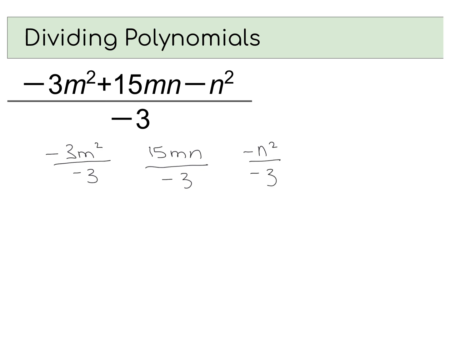So 3 divided by negative 3 in our first will end up giving us a negative m squared. Then we have 15 divided by negative 3, which will give us a negative 5mn. And then in our last one, we have a negative divided by a negative, so that'll be a positive. And since there's no number in front of the n, we know that the coefficient is 1. And 1 divided by 3 will just give us 1/3, or 0.33 n squared.